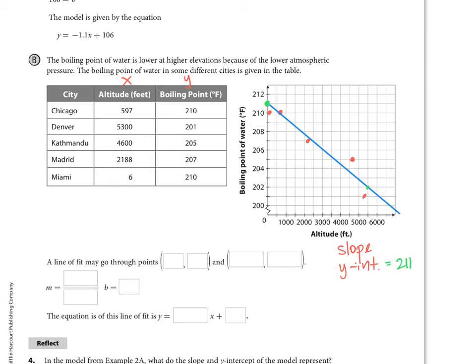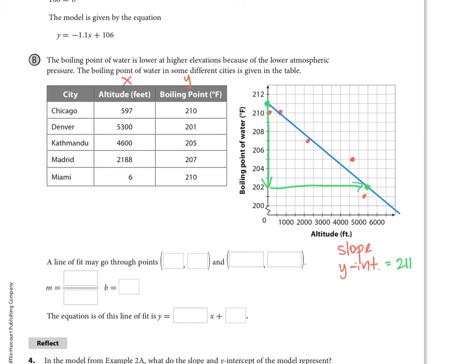So I'm going to use this point way down here. This looks like a good, accurate point. You have to pick a point that's on your line of fit. So from here, I'm going to figure out, okay, what if I go down to do my rise and then over for my run? That's going to tell me my slope.